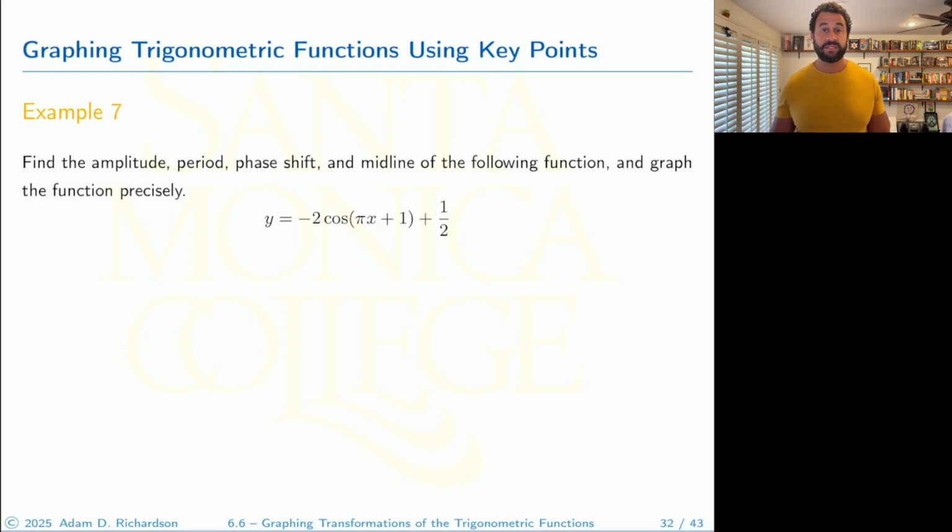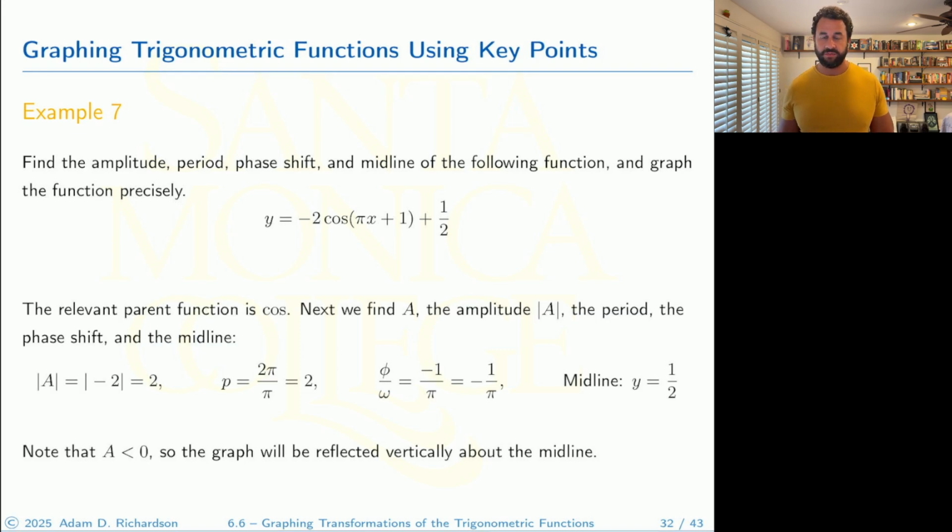All right, now let's do it together. I'm going to go to the slides just to save a little bit of time. The relevant parent function is cosine. A is -2. The amplitude is +2. Omega is pi, so the period is going to be 2 pi over pi, which is 2.